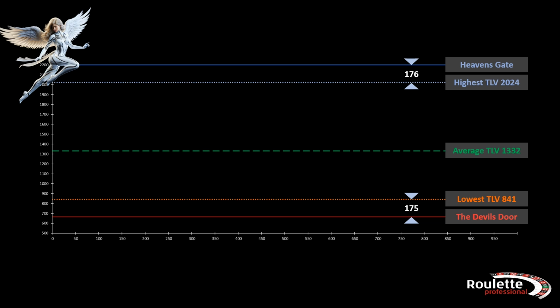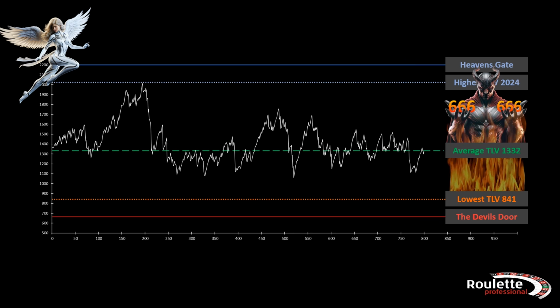And just when you thought old Dev has done enough for us, he appears again, this time with both hands on the wheel, pun intended. We catch him steering the game via the average TLV, which is 666 times 2. Freaky.